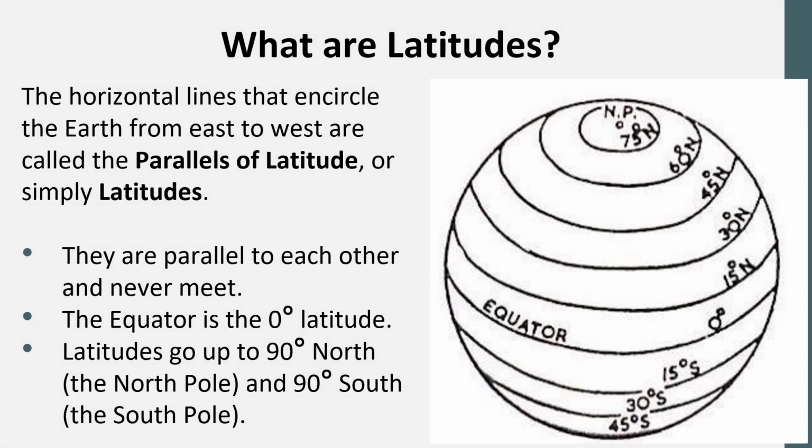What are latitudes? The horizontal lines that encircle the Earth from east to west are called the parallels of latitude, or simply latitudes. They are parallel to each other and never meet. The equator is the 0-degree latitude. Latitudes go up to 90 degrees north and 90 degrees south.